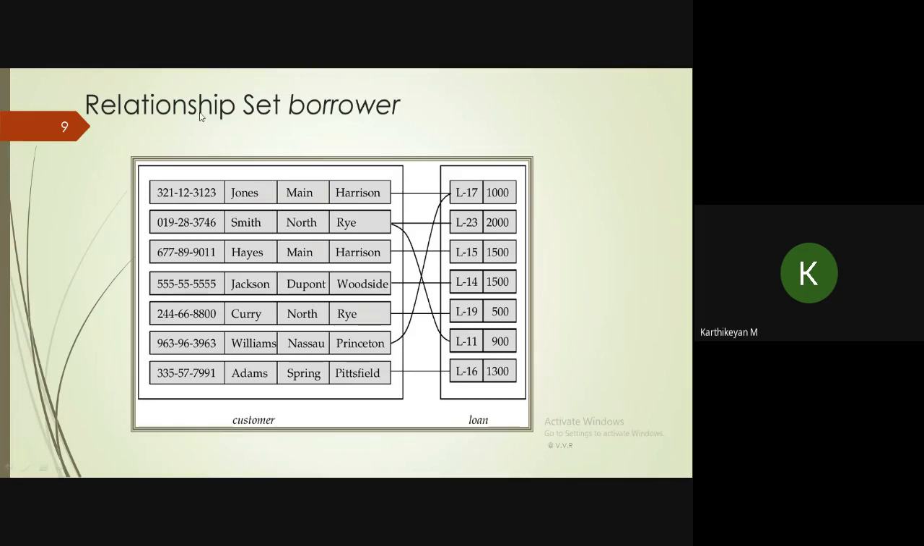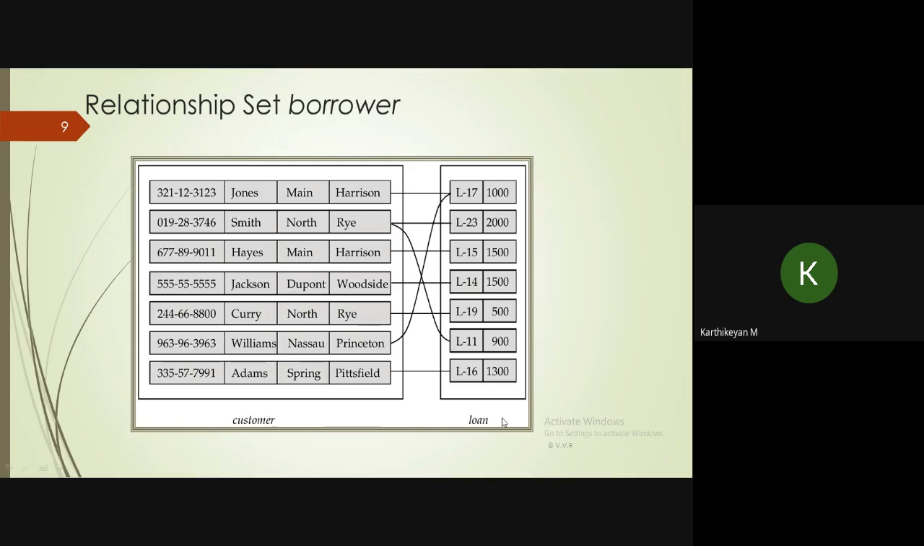I have your customer entity set and loan entity set. This is a customer table and a loan table. You have to say how many entity sets you can represent from these tables. This is a relational model, not an ER model. From the relational model, you have to identify the ER model. So now you have to say how many entity sets there are.